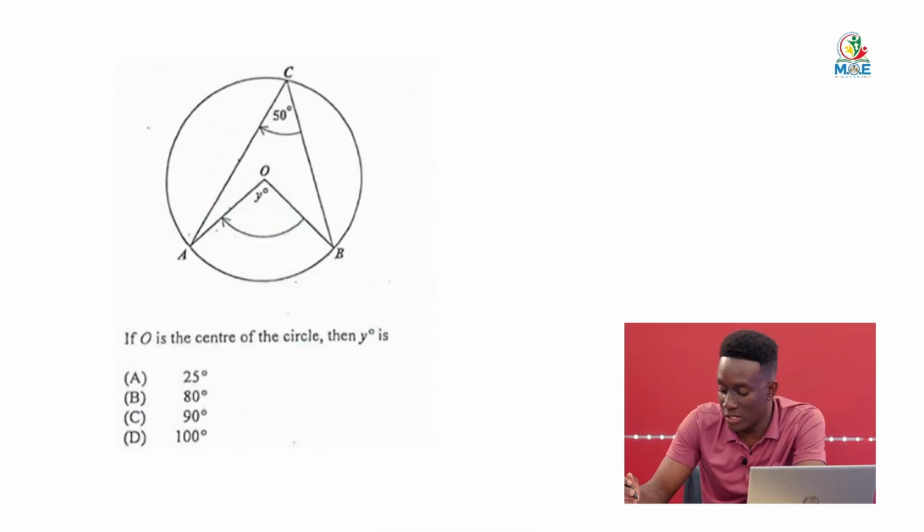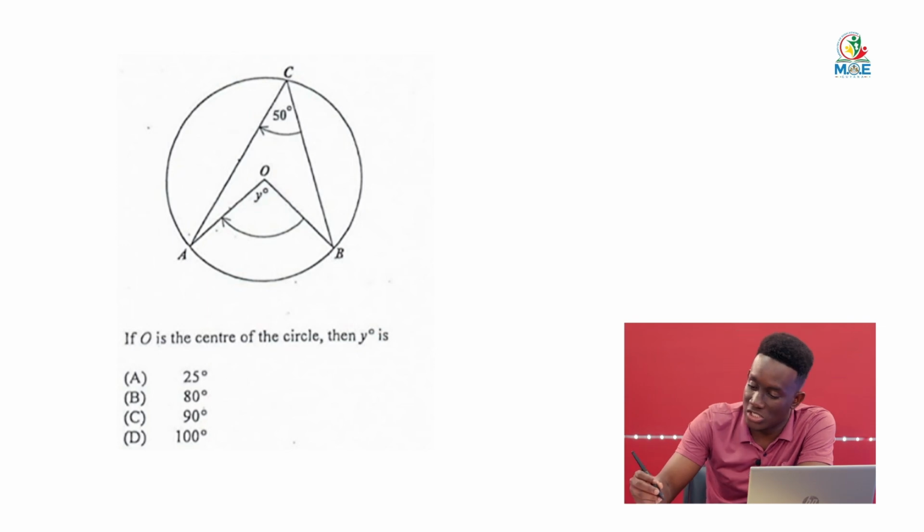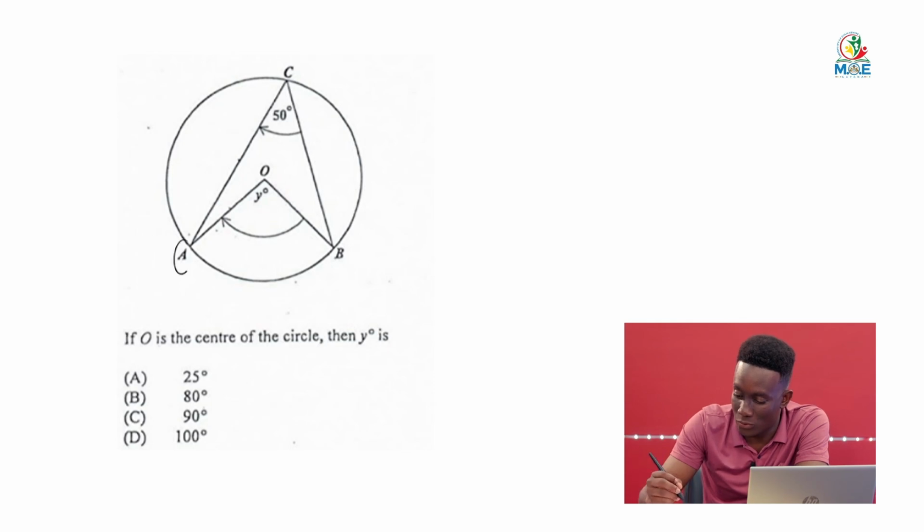Let's move on to the next question. This one says, if O is the center of the circle, then Y degrees is. We see O is the center, so we're talking about the angle at the center. Then we have this other angle that they give us, which is the angle at the circumference. They're on the same arc: we have AOB, and this one here is ACB.